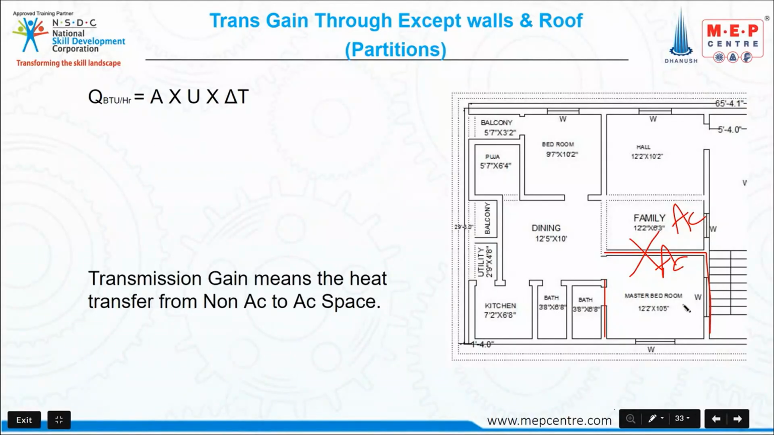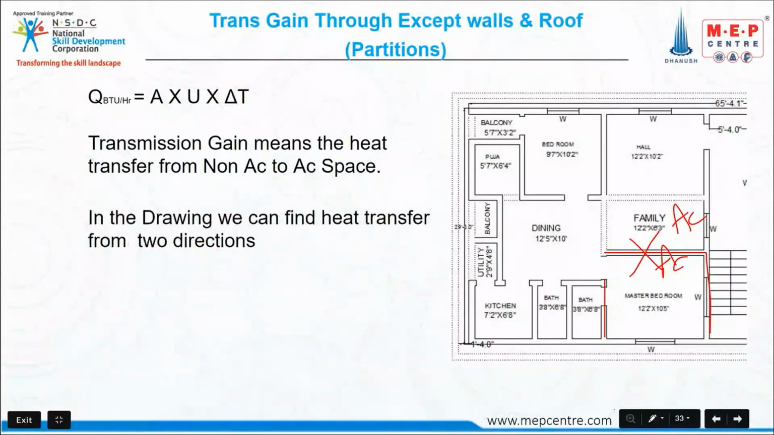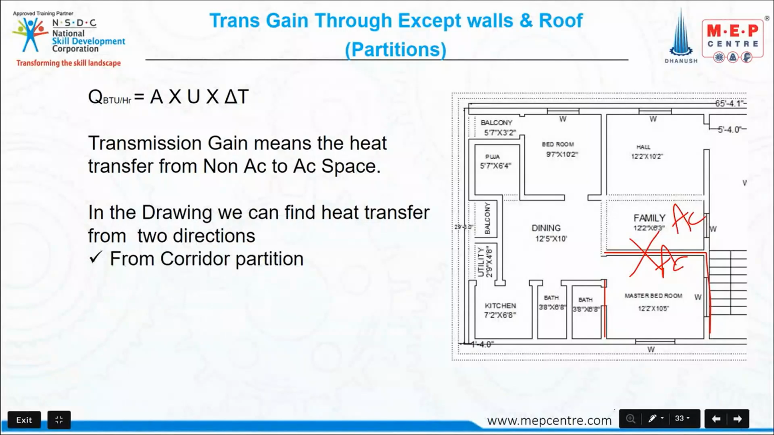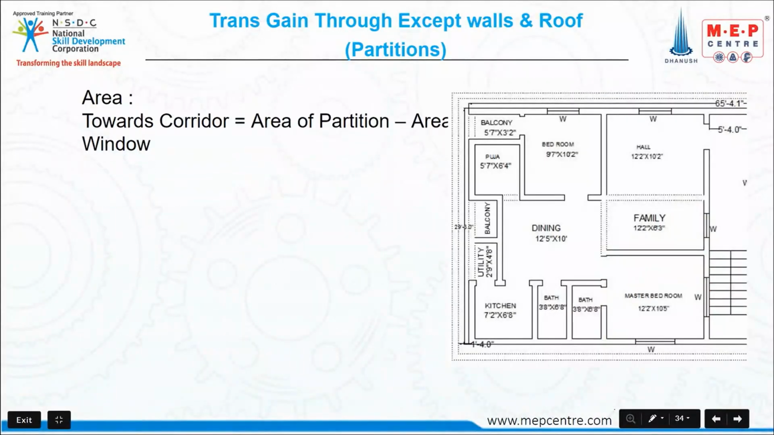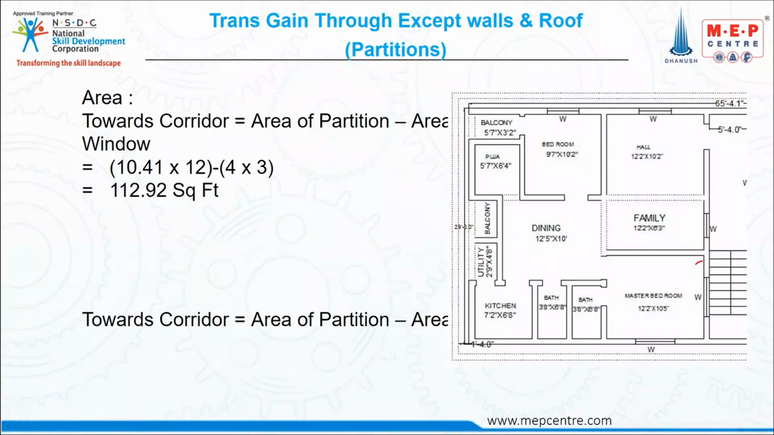Now we'll calculate the partition towards the corridor. This is the corridor, and another partition is towards the bath. So corridor net area equals area of partition minus area of window. So this area minus the window area. So 10.41, the length, into width, minus the area of window, which is 112.92 square feet.